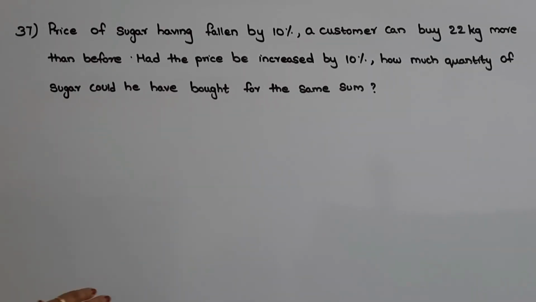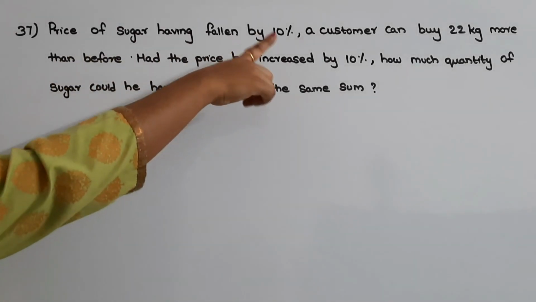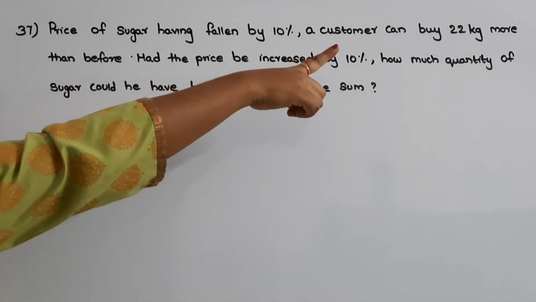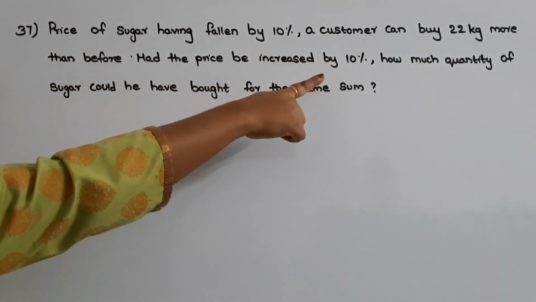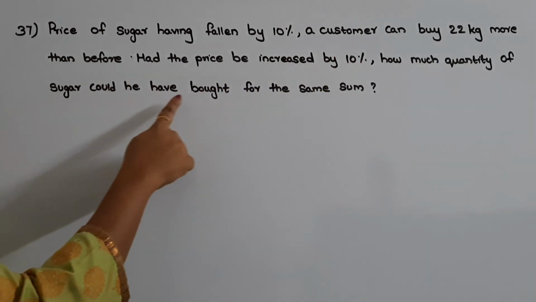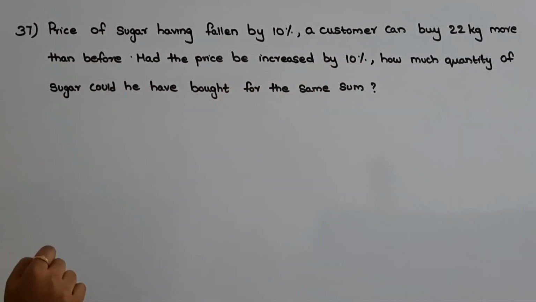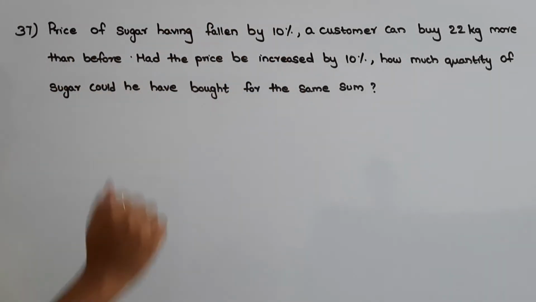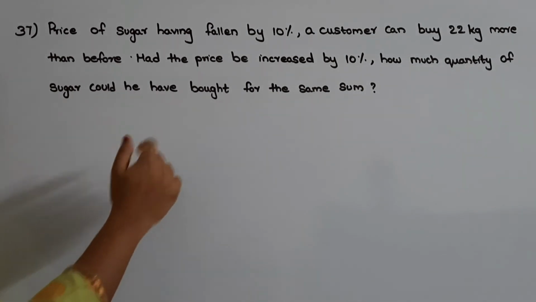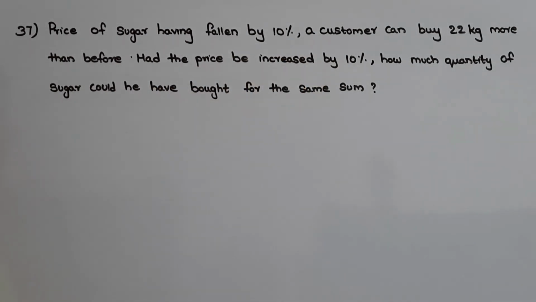The next question is, price of sugar has fallen by 10%. A customer can buy 22 kg more than before. Had the price been increased by 10%, how much quantity of sugar could he have bought for the same sum? So in this question, there are two situations. In the first situation, the price of the sugar is falling by 10%, and in the second situation, the price is increasing by 10%. Okay.